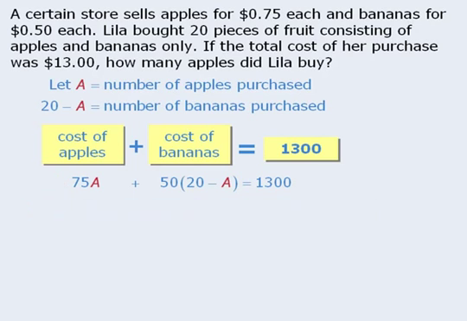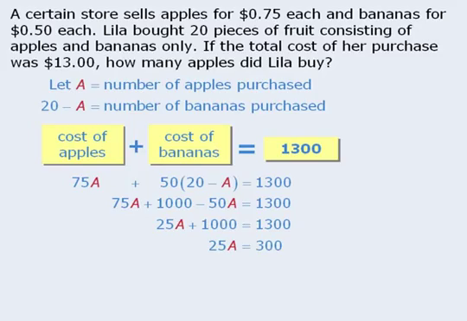Now that we have an equation, we can solve it for A. First, we'll expand the left-hand side, and then simplify the left-hand side. From here, when we subtract 1,000 from both sides and divide both sides by 25, we get A equals 12. This means that Leela bought a total of 12 apples. Notice that an important step here was to recognize that if A is equal to the number of apples, then the number of bananas must equal 20 minus A.